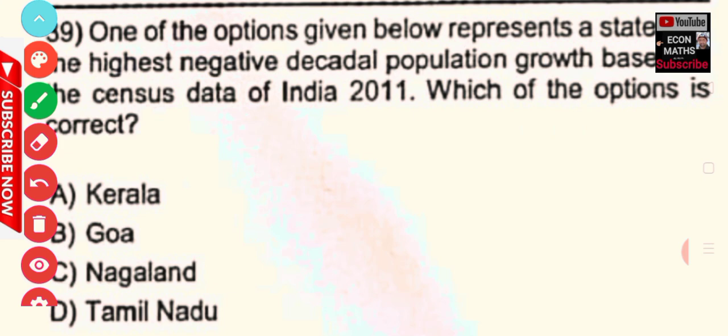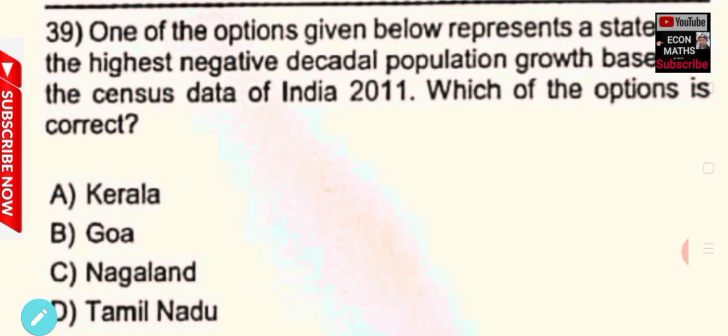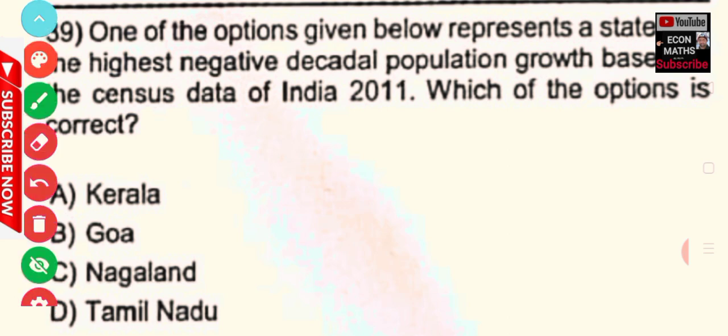Coming to the next question that was asked. One of the options given below represents a state with the highest negative decadal population growth based on the census data of 2011. Which of the following is correct? Kerala, Goa, Nagaland, and Tamil Nadu. This is a factual question. The correct answer to this is Nagaland.